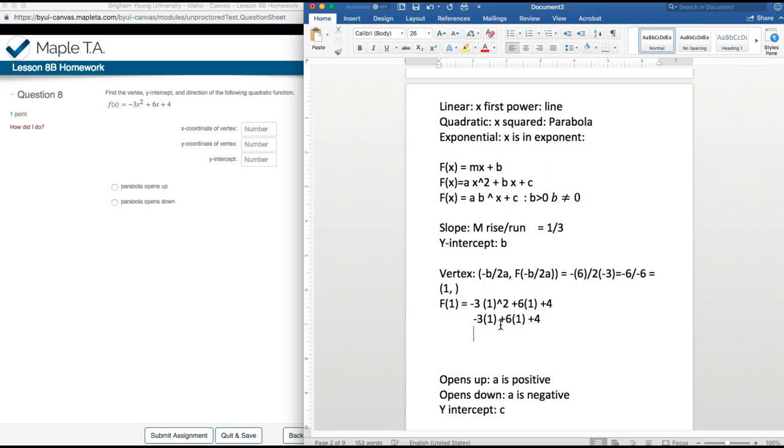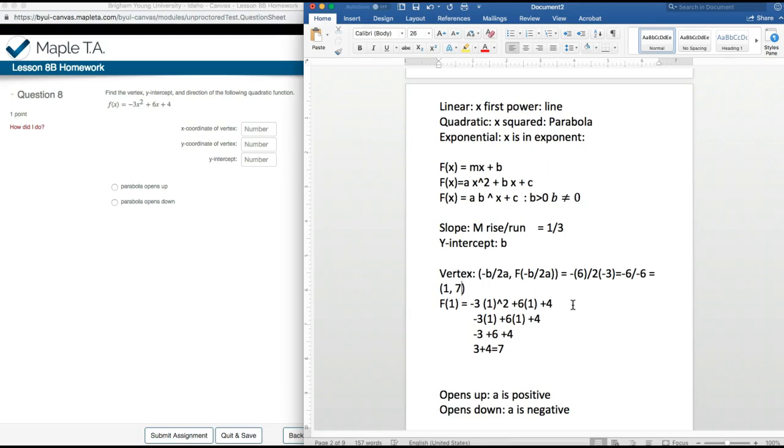Order of operations next is multiplying from left to right. So negative 3 times 1 is negative 3. Positive 6 times 1 is positive 6, and then plus 4, no operation to do there. And then add and subtract from left to right. Negative 3 plus 6 is positive 3. 3 plus 4 equals 7, and so the y value of my vertex is 7.